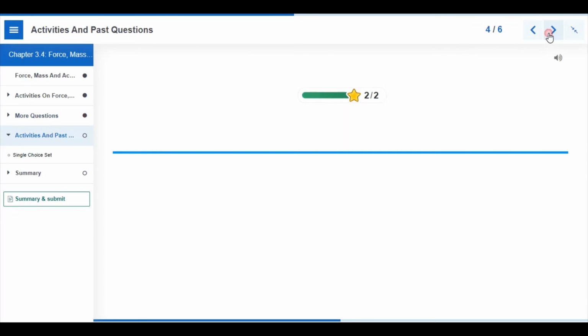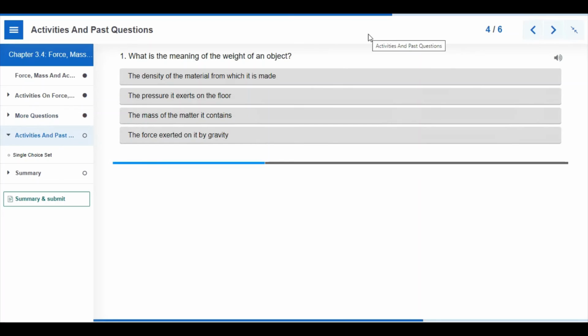Now, let's proceed. So, activities and past questions we are still dealing with. What is the meaning of the weight of an object? Can it be the density of the material from which it is made? No. Density is the mass per unit volume of a material. Can it be the pressure it exerts on the floor? No. Pressure is the force per unit area. The mass of the matter it contains? No. Mass of an object is unchanged, while the weight of an object changes on the surface of the earth. Weight now can be the force exerted on it by what? Gravity. That's correct.